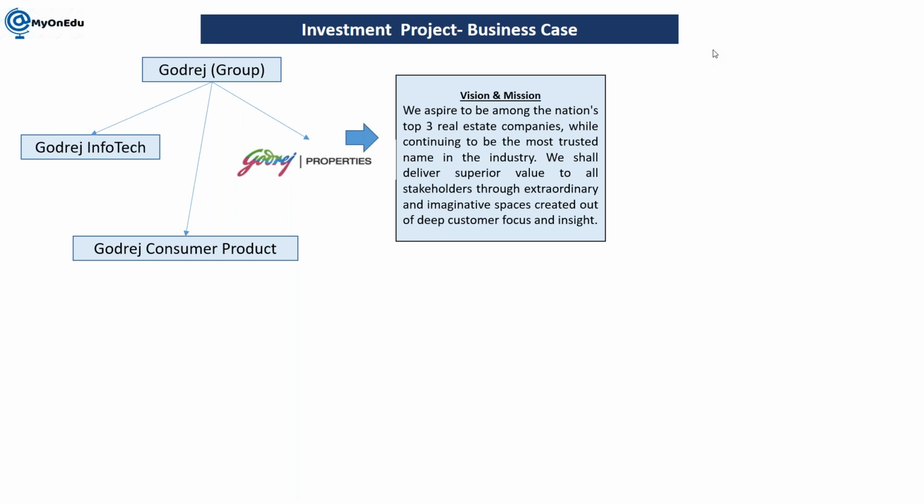So if I take the example of Godrej Properties, when this organization was formed, they decided to have one vision and mission. What they are saying is, we aspire to be among the nation's top 3 real estate companies. So they want to be in the top 3 real estate companies in India. While continuing to be the most trusted name in the industry, we shall deliver superior value to all the stakeholders through extraordinary and imaginative spaces created out of deep customer focus and insight. So there is customer satisfaction, with the best quality.